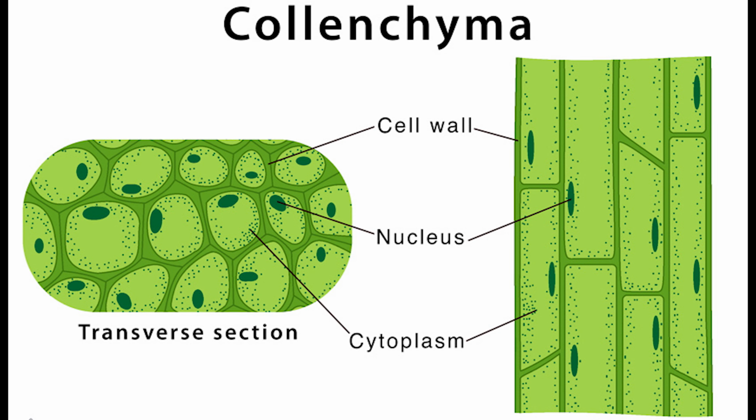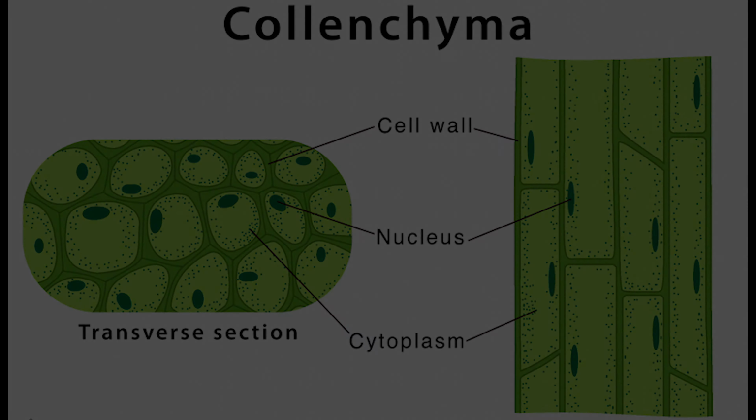Collenchyma tissue. Description: a living tissue whose cells are characterized by a somewhat rectangular shape. Their walls are irregularly thickened by cellulose. Site of presence: as in parsley stem. Function: supporting the plant by giving it suitable elasticity.